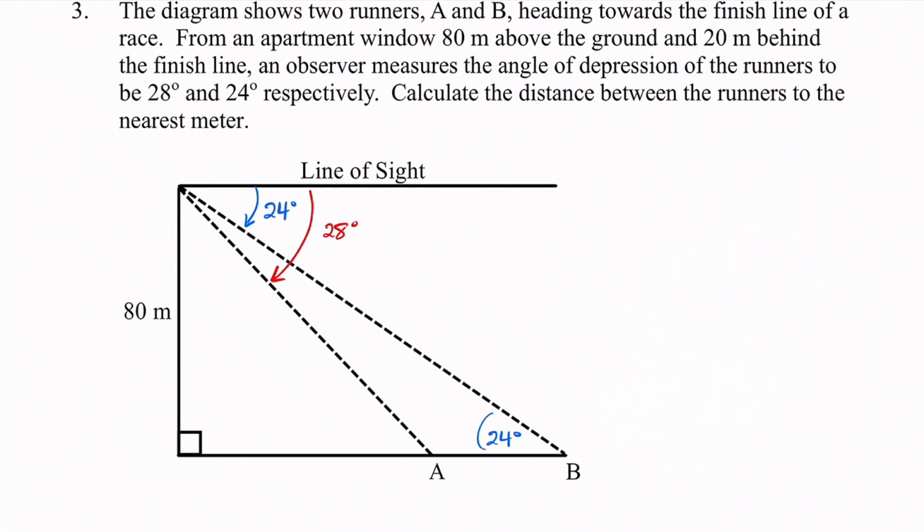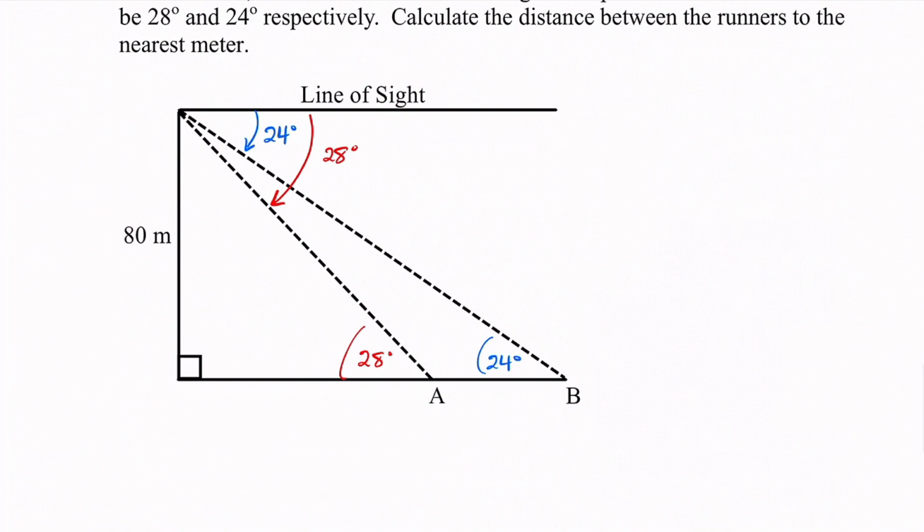And then I can use the same idea for this one. If I look down at 28, I would have to look up at 28 for me to see the same spot. So this right here is 28 degrees. Now we got our information onto our diagram.